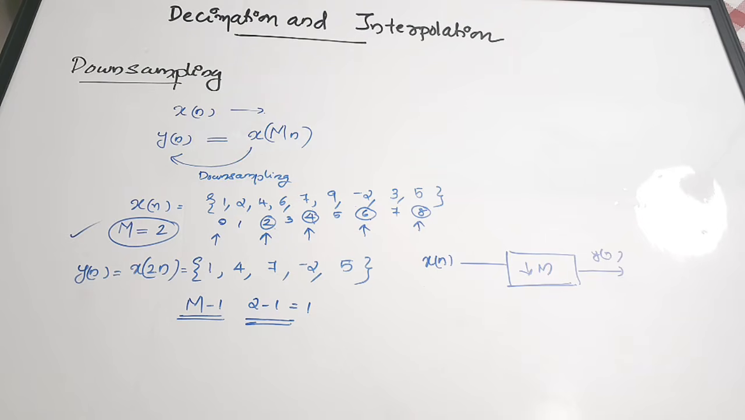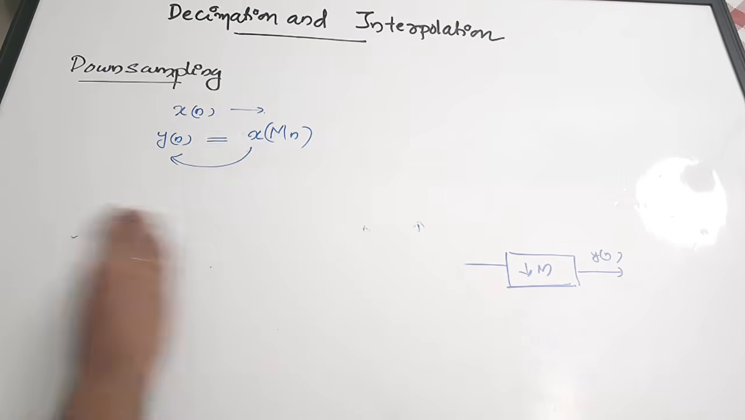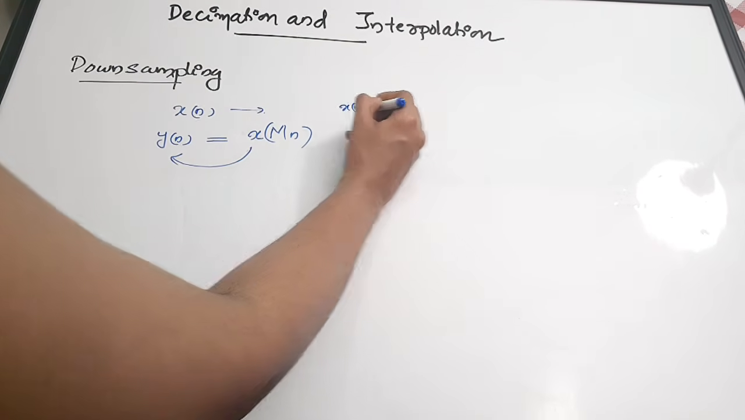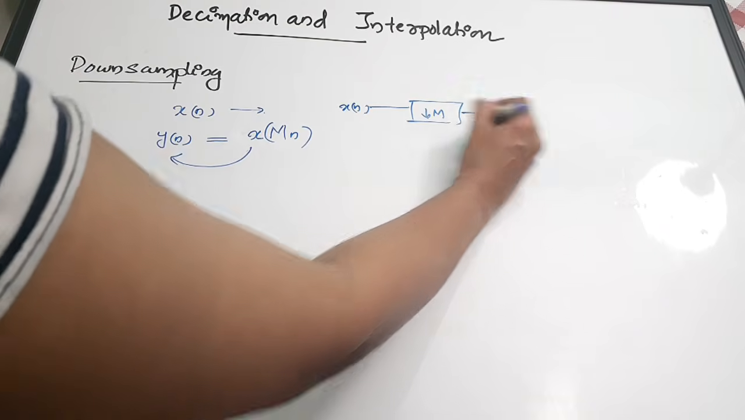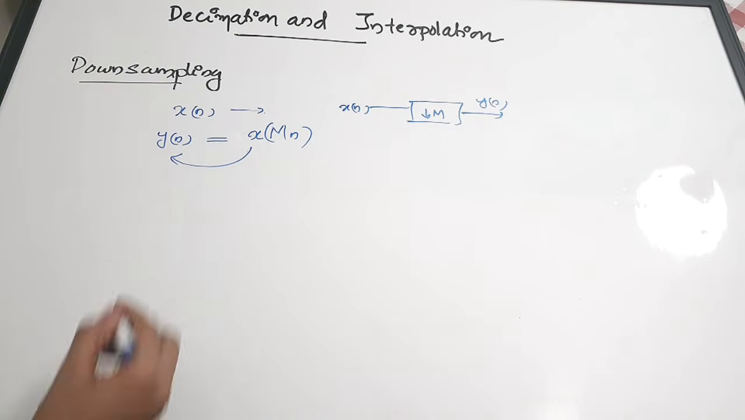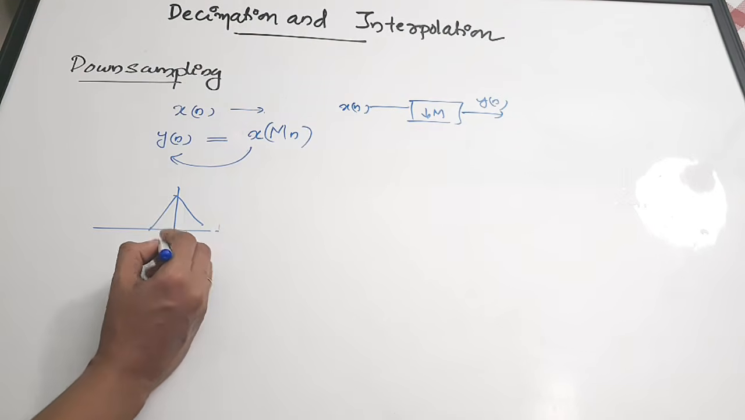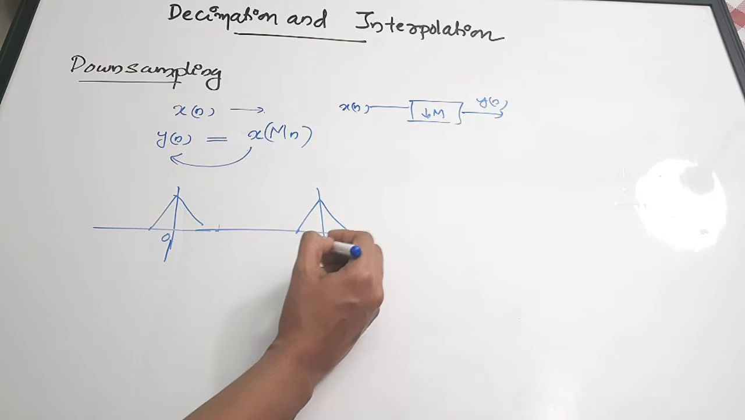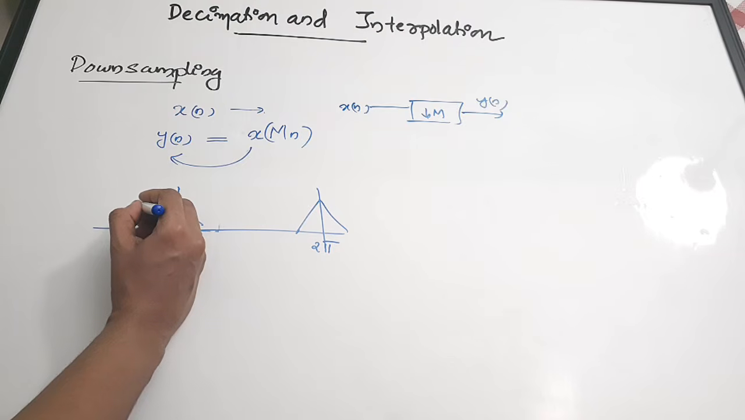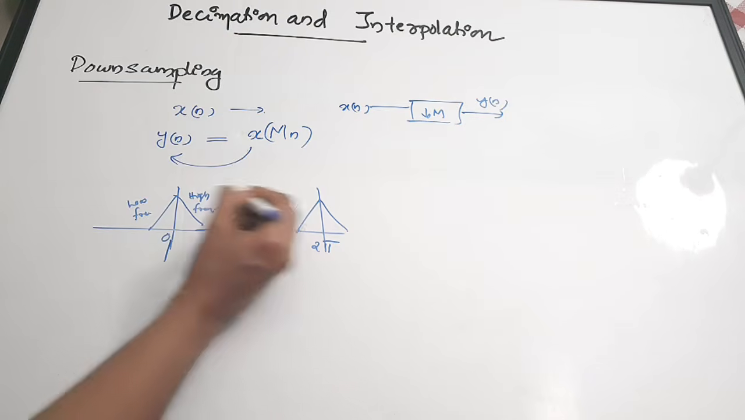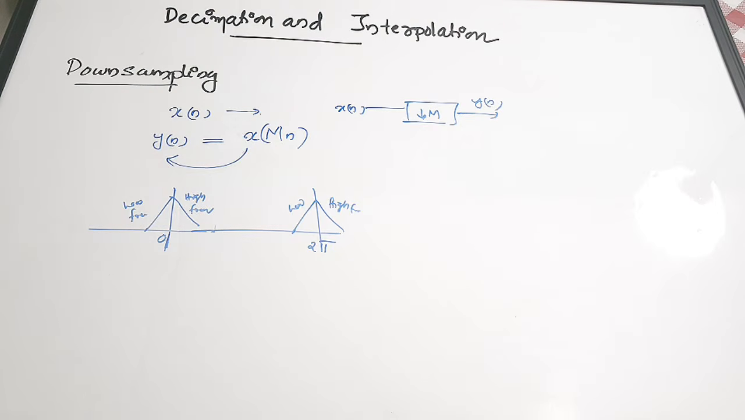Now let us see what the spectrum of this downsampling looks like. So here x of n is there, then there is a downsampling block, and then your y of n. Now consider that your initial signal is like this. Its spectrum spans 0 to 2 pi. This is the lower frequency. This is the higher frequency. And again, this is the low frequency. So this is the spectrum of your original signal.